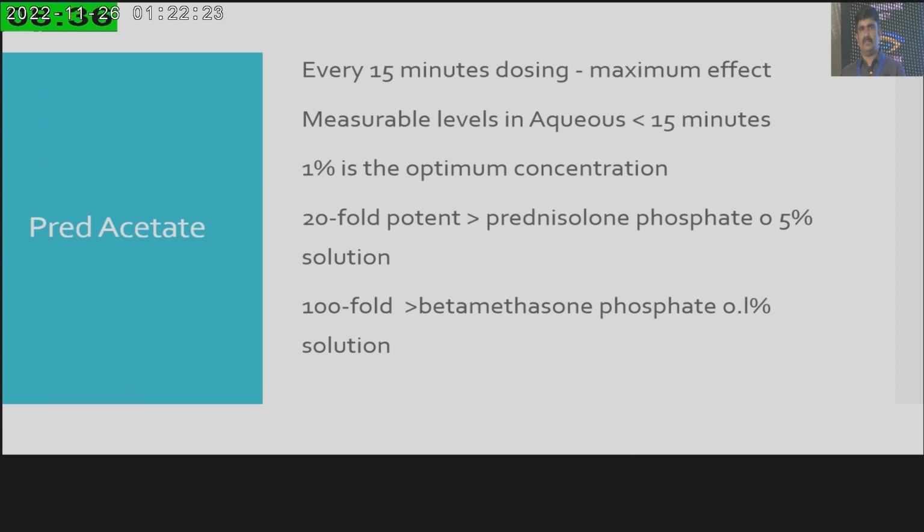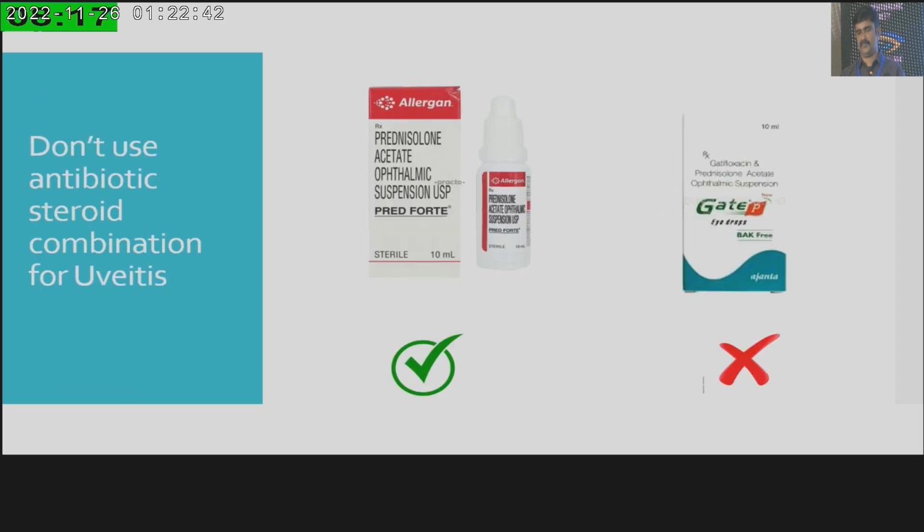Every 15 minutes gives the maximum efficacy. Beyond that, if you increase the frequency, it is not going to increase the aqueous levels. And 1% is also the optimum concentration, beyond which it does not have any additional potency. And even though it is a weaker steroid than betamethasone, it has almost 100-fold more potency than betamethasone when used for uveitis.